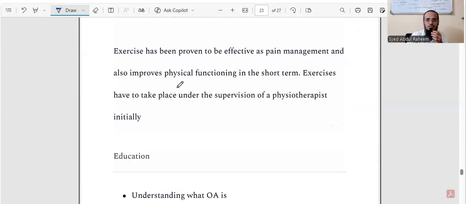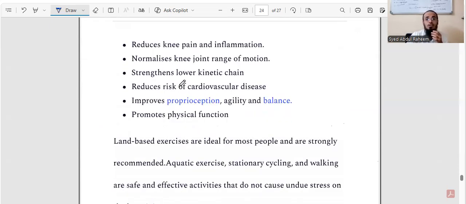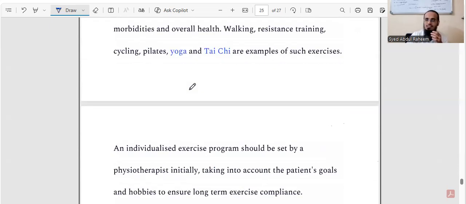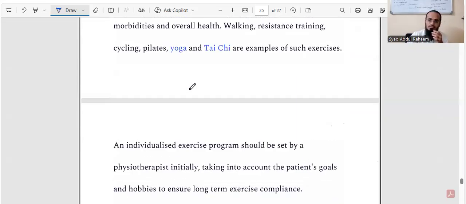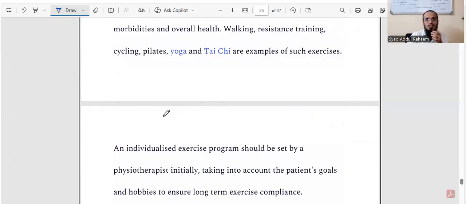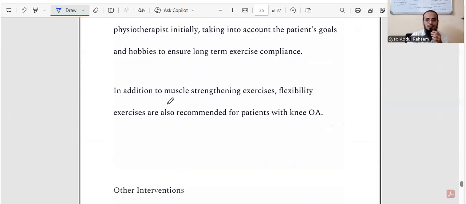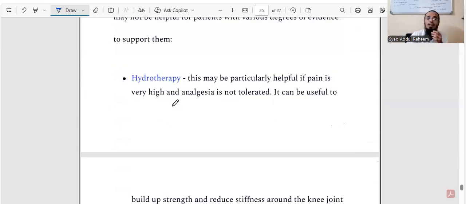And already I told you, physiotherapy exercise is very important. Along with that, you have to advise the patient to reduce the weight. There are different types of exercises I have written, you can follow these. Yoga and tai chi are examples, but according to physiotherapy, you have to follow the exercises. Other therapies like hydrotherapy are also very helpful to reduce the pain.